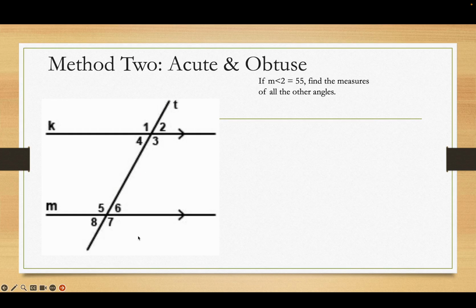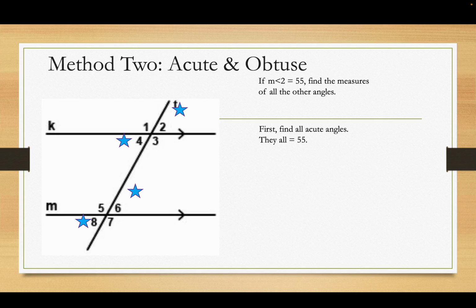Okay. Next one, angle 2 is 55. Find the measure of all the other angles. Okay, so 2 is 55. All the acute angles are 55. Every single start angle is 55.